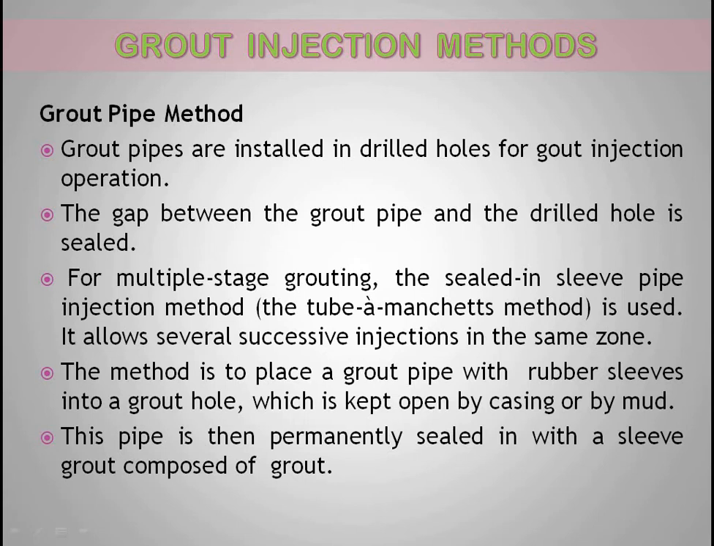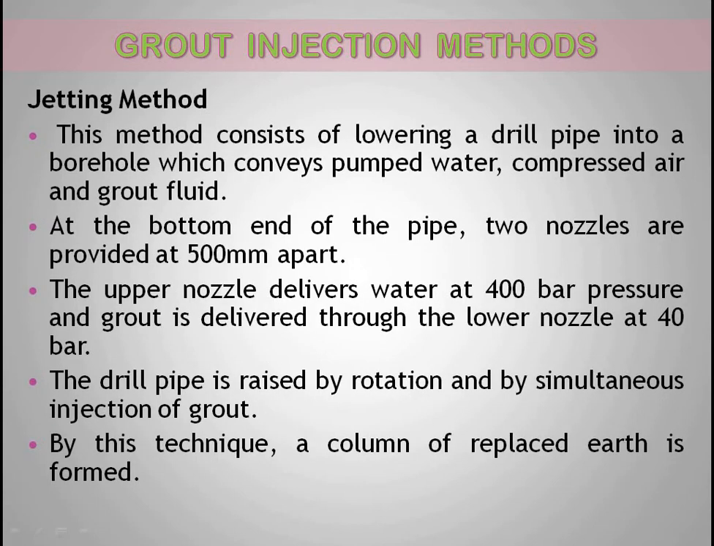So at times, successive grout injection in the same zone can also be done by using a special type of injection method called the tube-manchet method. We call this multiple stage grouting. This is a very special method compared to the other three types of method. The last one is the jetting method.